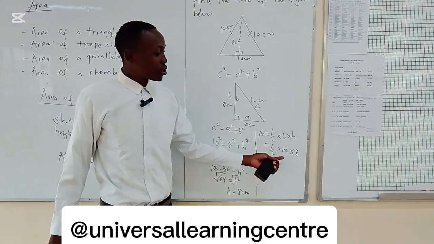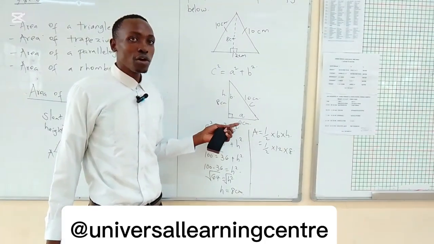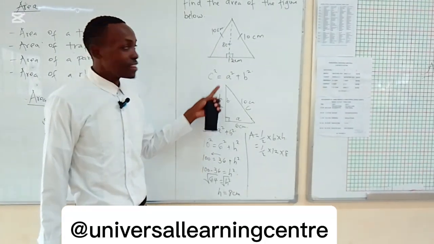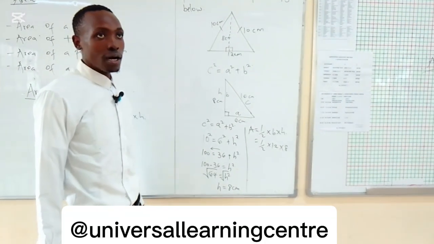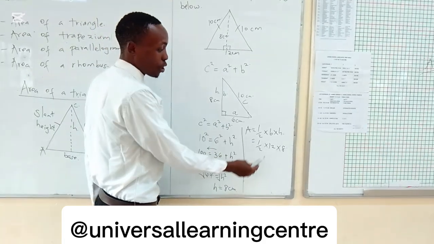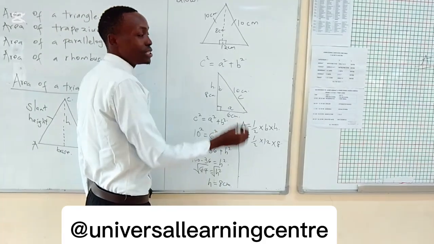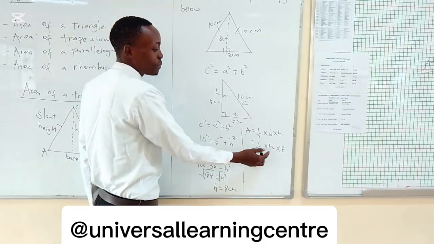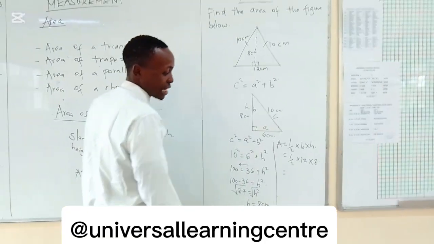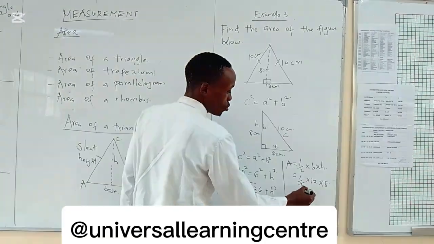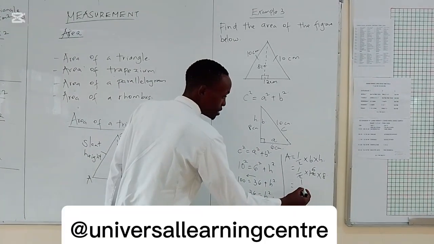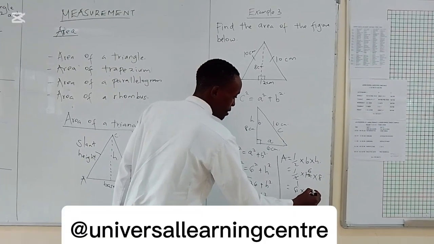So in this case we are not going to use 6. 6 we only used to get the height when you divide the triangle into two right angle triangles. But now to find the area, we are going to use the total base, which is 12. So we multiply 12 times 8. There are numbers that you can cancel. You can cancel 2 and 12, which gives 6. Now for you to get area is equal to 6 times 8.